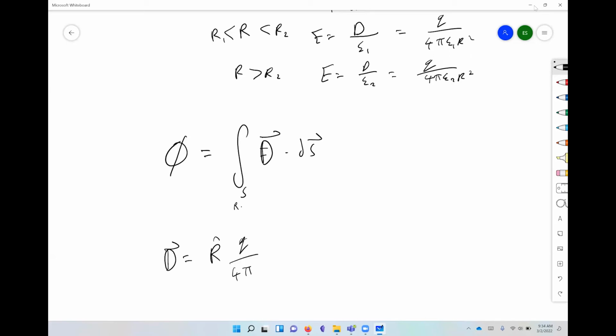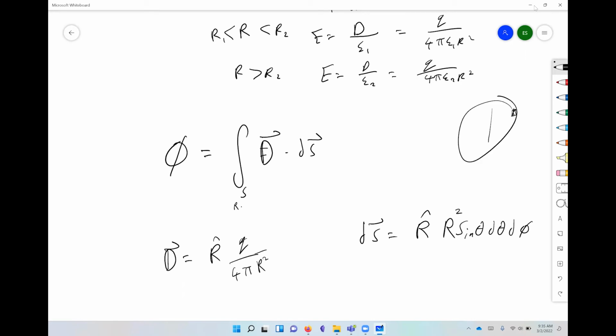Now, this is going to show you the artificiality of 4 pi. The constant was introduced in this way just because the 4 pi is going to cancel, right? So this is 4 pi r squared, right? And then what is dS? dS is going to be r hat. The surface element is going to be r squared sine theta d theta d phi, right? That's the surface element on a sphere where r does not change, right? On the surface of a sphere. This is the surface element.